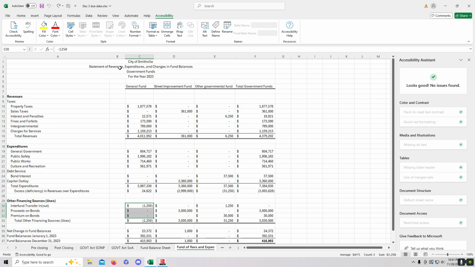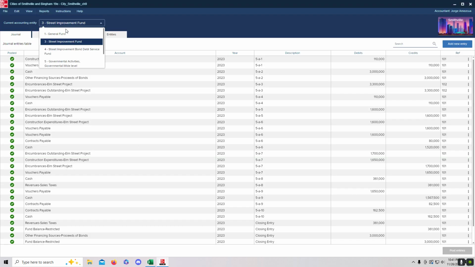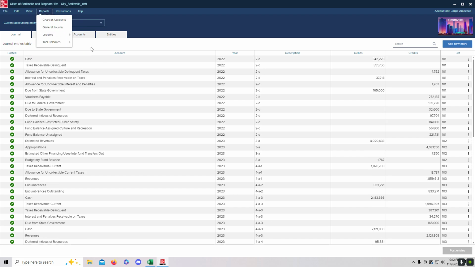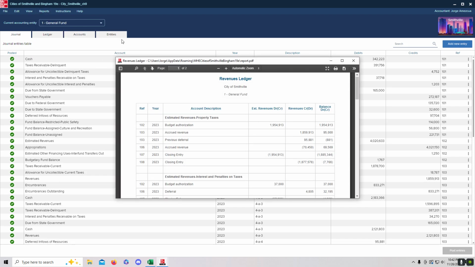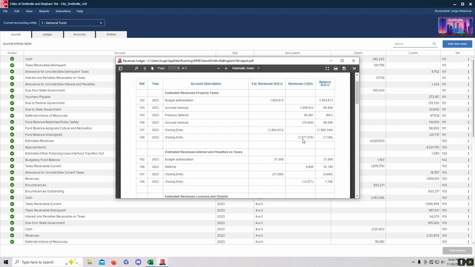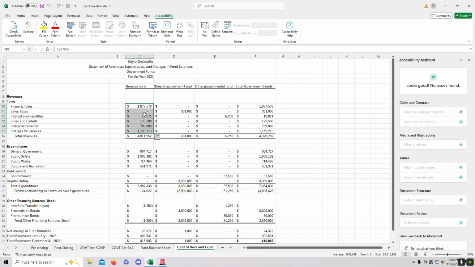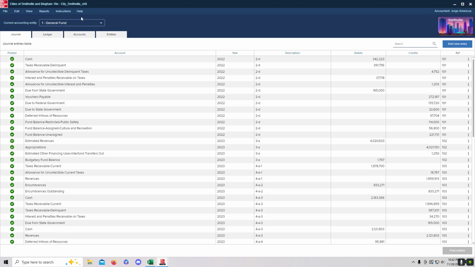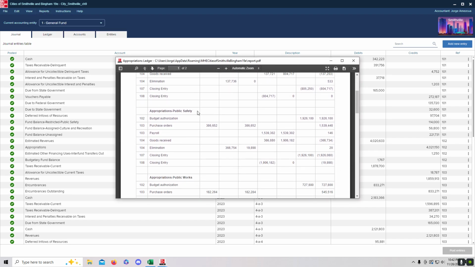This statement of revenues, expenditures, and changes in fund balances was gotten this way. All these numbers were gotten from the general fund revenues subsidiary ledger. That's where all these were gotten from. All of these numbers come from reports, appropriations, expenditures, and encumbrances subsidiary ledgers.